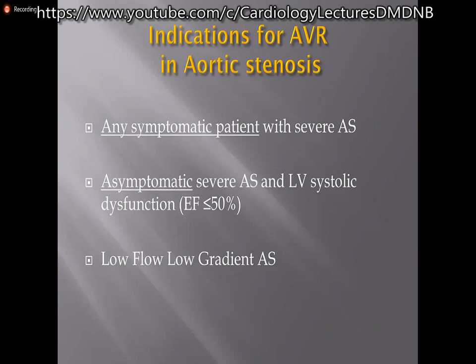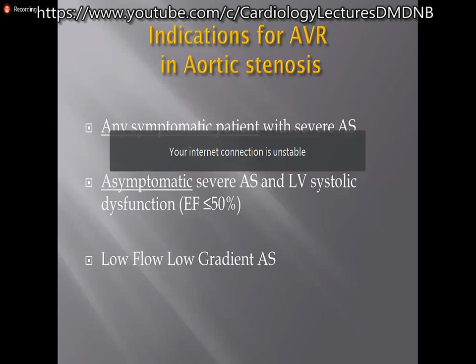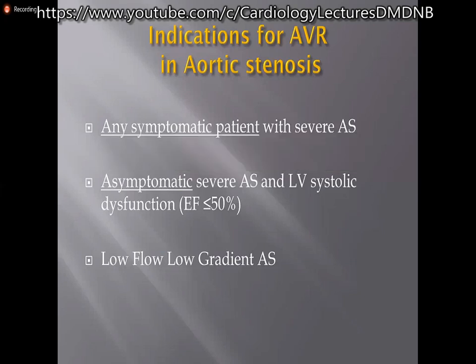Then low flow, low gradient AS, with ejection fraction, and a calcium score greater than 30. So you have to subject them to a test, because we want to know whether the problem is in the valve or whether the problem is in the muscle. If the problem is in the muscle, they will not be benefited by surgery. If the problem is in the valve, if the gradient increases, if the peak velocity increases, yes, they are benefited by surgery. If the peak gradient or the peak velocity does not increase by more than 25%, then by doing a valve replacement, you are doing more harm.